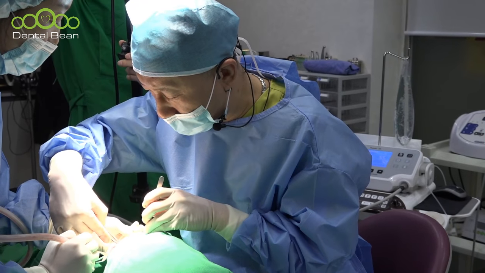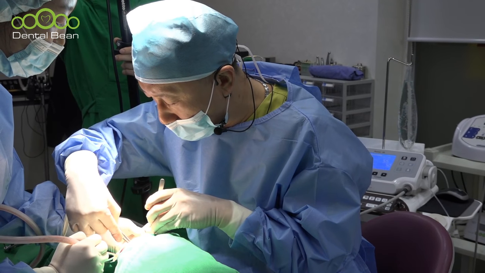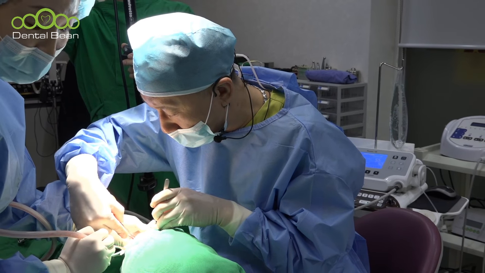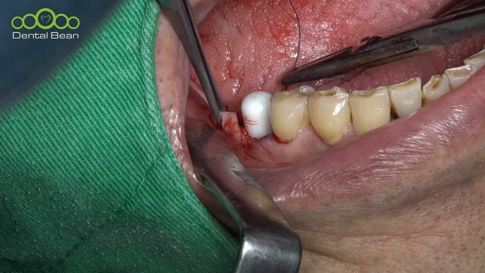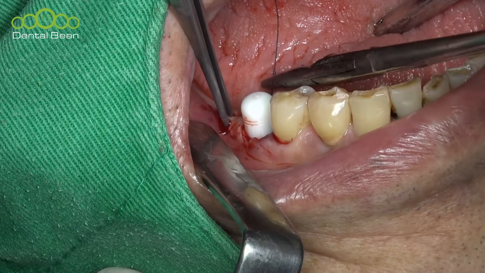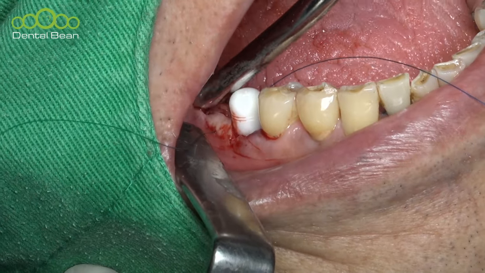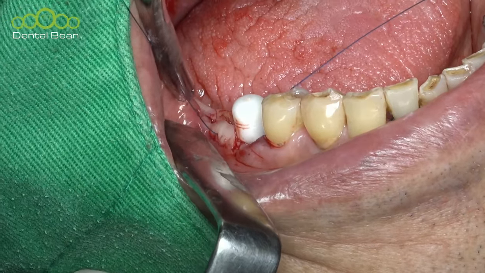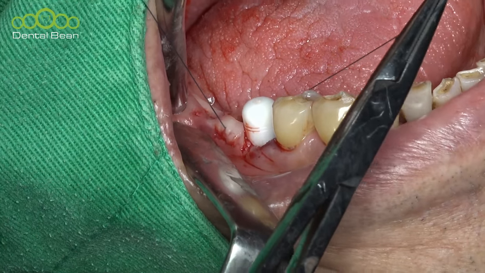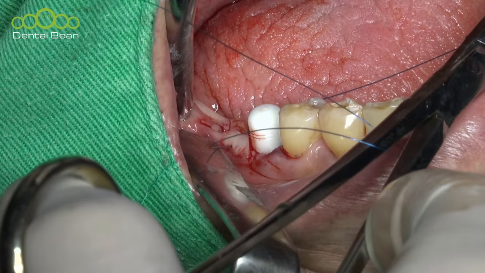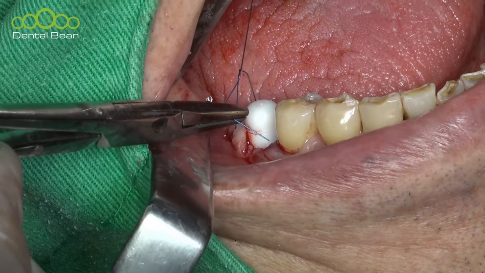Digital margin first. Not behind the mucogingival junction. So sometimes from the initial line, 2 mm is okay. The needle entering point.